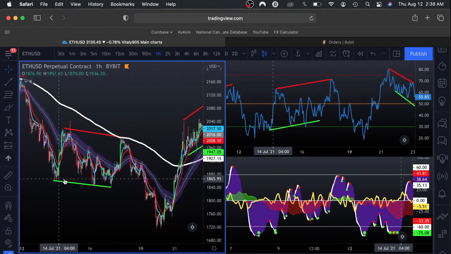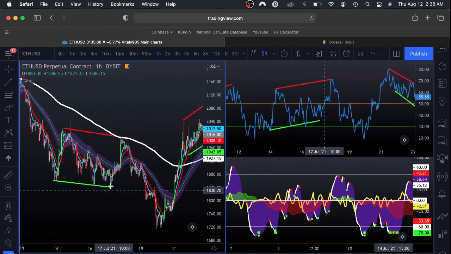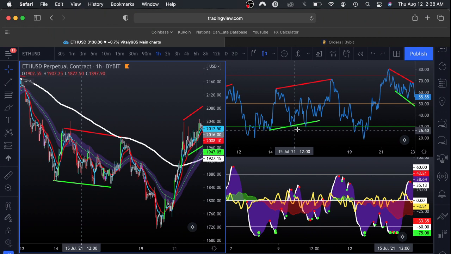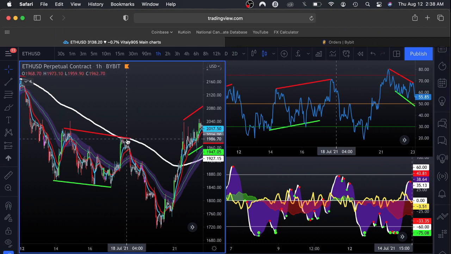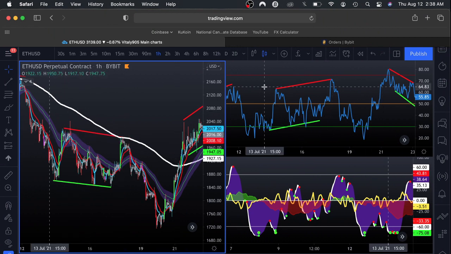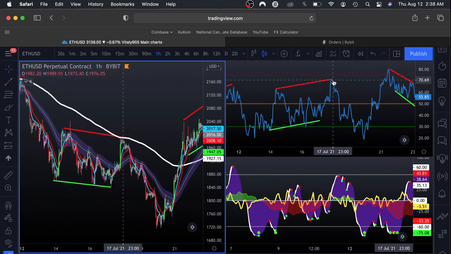Now this is a regular bullish divergence where the price went lower. So you're looking at the bottoms of them. Price went lower, but the RSI is going higher. So it's a regular bullish divergence. It led into another hidden bearish. Price went lower, but RSI went higher. So you got the bullish divergence.